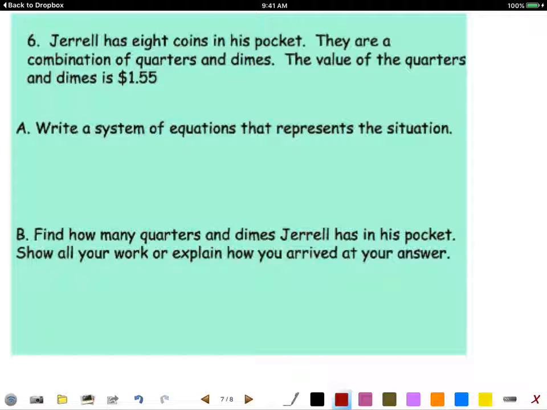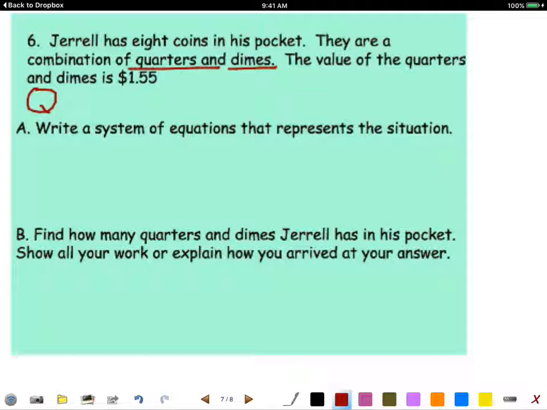Jarrell has 8 coins in his pocket. They are a combination of quarters and dimes. The value of the quarters and dimes is $1.55. Write a system of equations that represents the situation. Well, before we write a system, we need to talk about what variables we're going to use. What variables are we obviously going to use here?